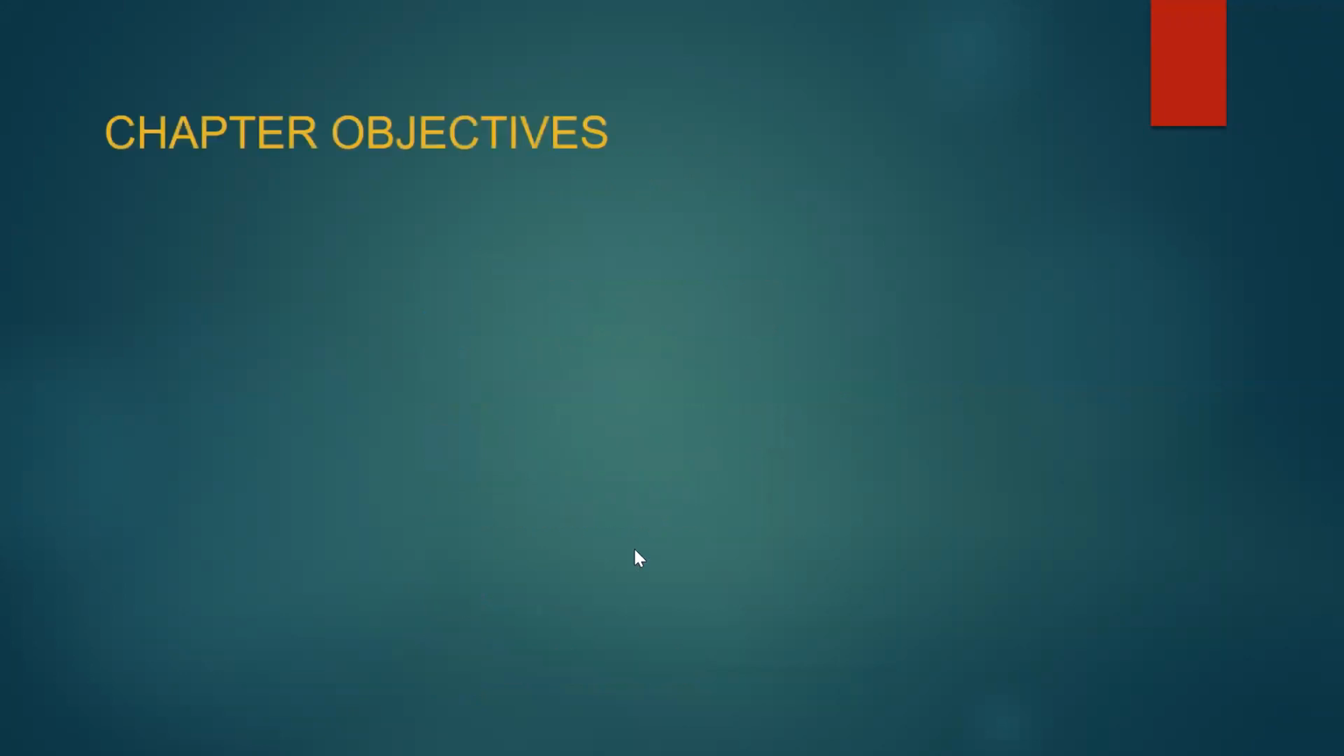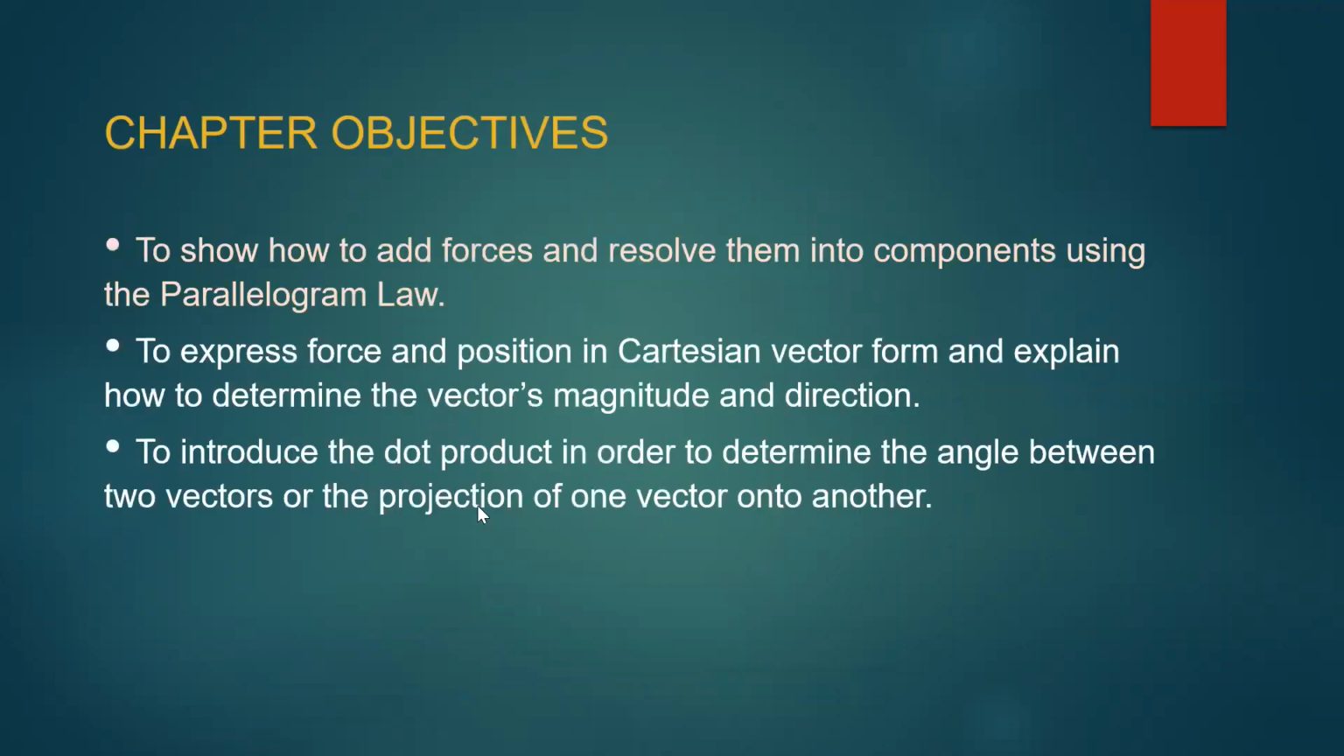Right, so the objectives, we've covered almost everything. I think we're on the last point here: to introduce the dot product in order to determine the angle between the vectors or the projection of one vector onto another. So this is the last point. Then from there, we're going to look at other stuff in statics. All right, so let's quickly begin. So what is the dot product?